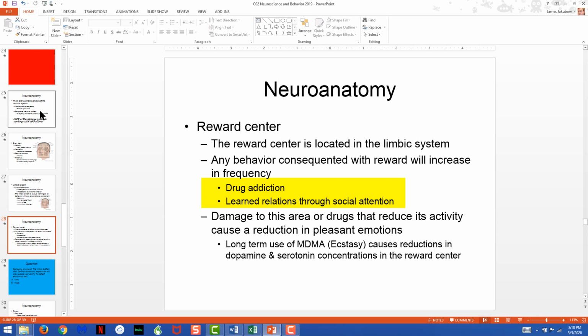But even things like learned relations through social attention are processed through the reward center as well. So when you learn to feel good because somebody congratulates you for doing a good job, that is also processed by the exact same area of your brain that would process heroin addiction if you had a heroin addiction. It's also the same area of the brain that would process how much joy you would feel from seeing your worst enemy fall down a flight of steps.